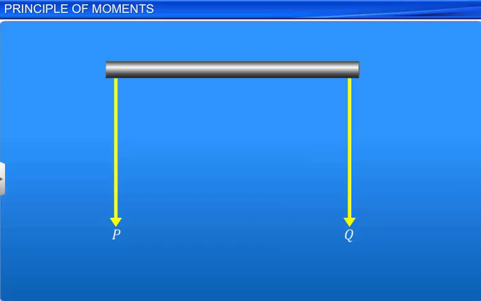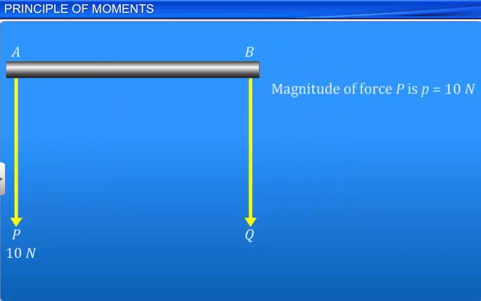For this, consider a body AB, which is a uniform rod. Also consider parallel forces P equal to 10 Newton and Q equal to 4 Newton, which are in the same direction, acting on AB simultaneously at P and Q respectively. Forces P and Q are called like parallel forces, as their lines of action are parallel and they are acting in the same direction.